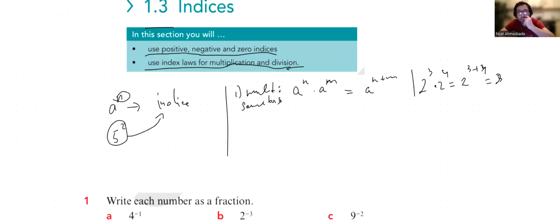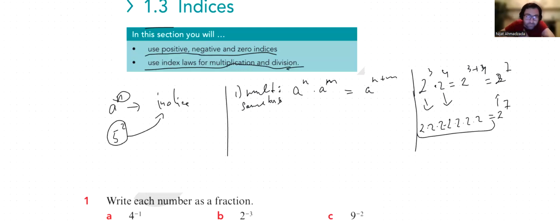You can think of it in this way. What is 2 to the power of 3? It is 2, 2, 2, 3 twos. What is 2 to the power of 4? It is 4 twos, 2, 2, 2, 2. How many twos do I have in total now? I have 7 twos, so it is equal to 2 to the power of 7. You see how it comes up? That's the logic behind it, basically.